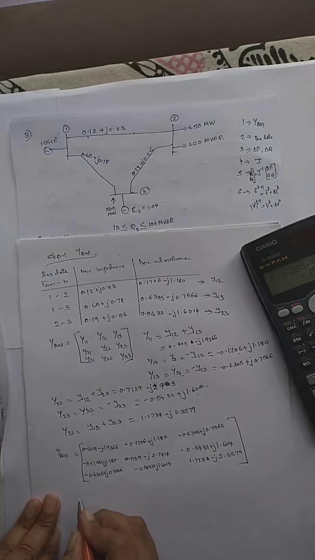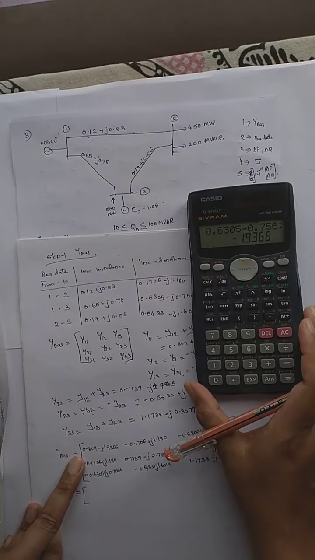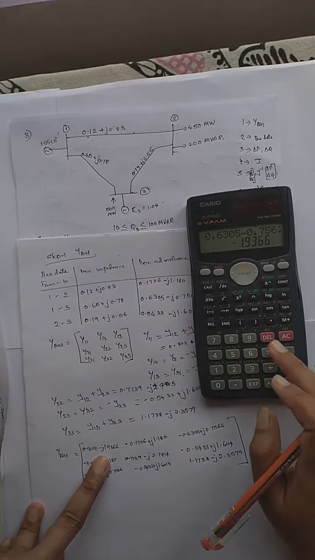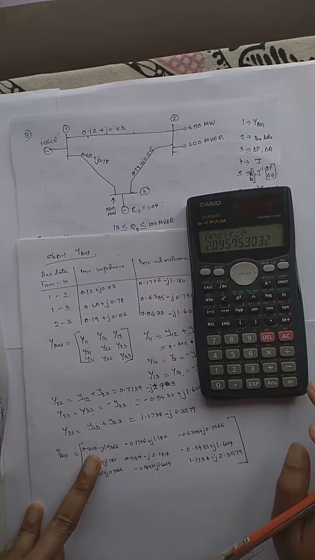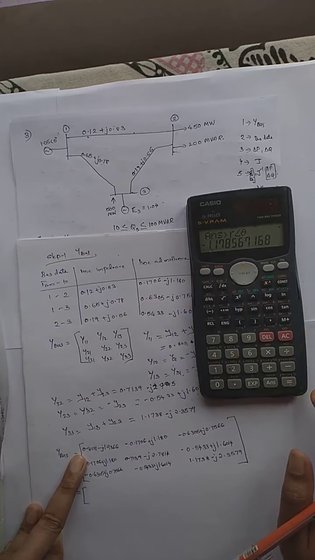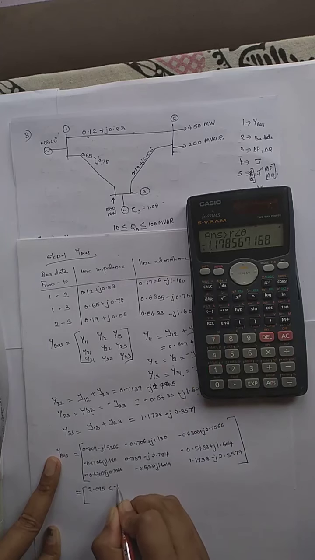Now we have to convert it into polar form, calculating the values as r and theta. So I will get 2.095 angle minus 1.178.